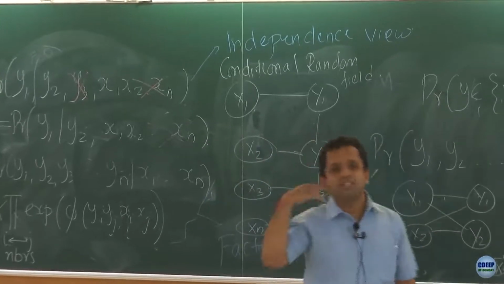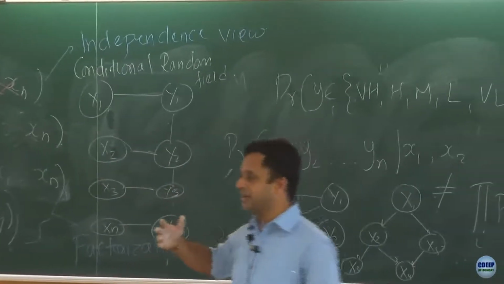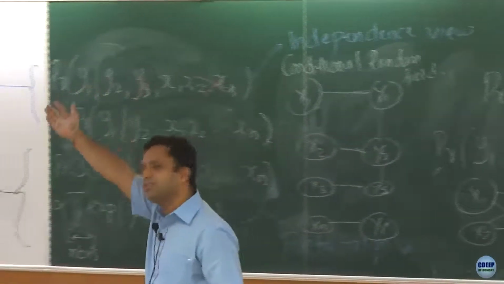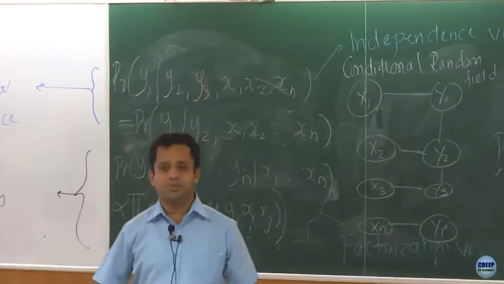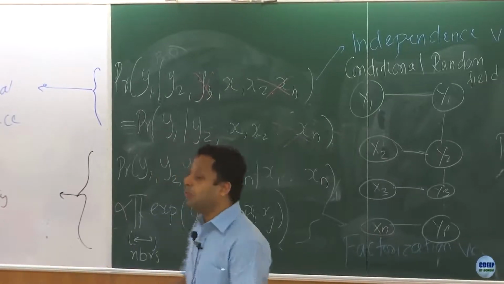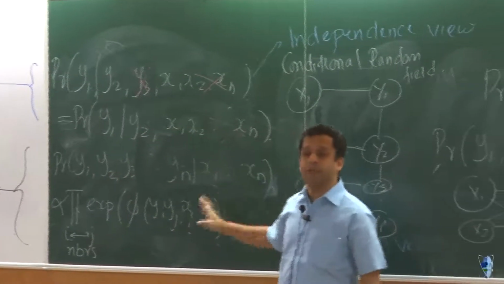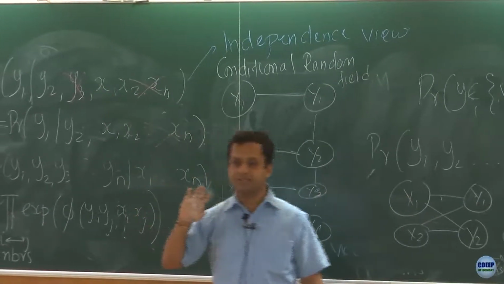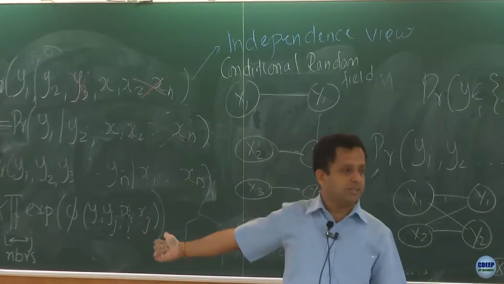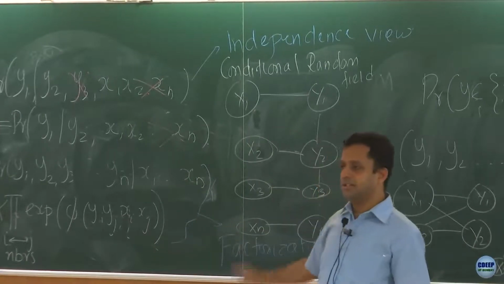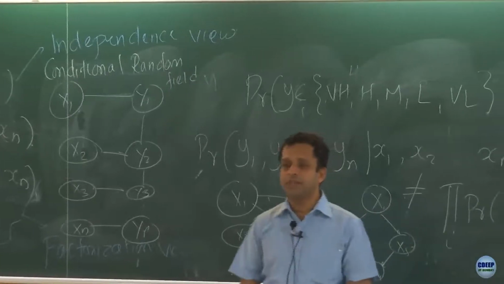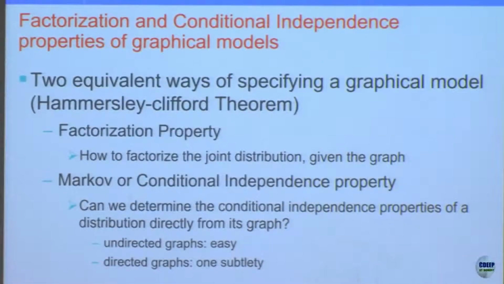Conditional independence is very easy to think of, right? Day after tomorrow's temperature should be independent of today's temperature given tomorrow's temperature. Now what will be the exact probabilistic model that will respect my independence? That is what factorization is about. Is the larger picture clear? These are the two questions. Factorization is about how to factorize the joint distribution given the graph. Conditional independence is, can we determine the conditional independence given the nature of the graph?